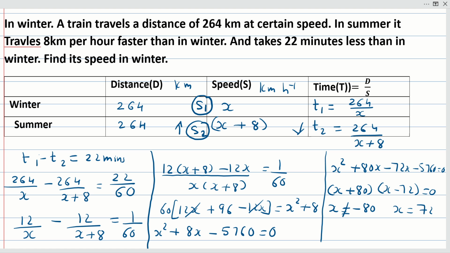So what is the question asking? Speed in winter. So speed in winter is x. Speed in winter will be 72 kilometer per hour. Fine, 72 kilometer per hour. I hope both the examples were similar, but one place where speed was increasing and one where speed was decreasing.